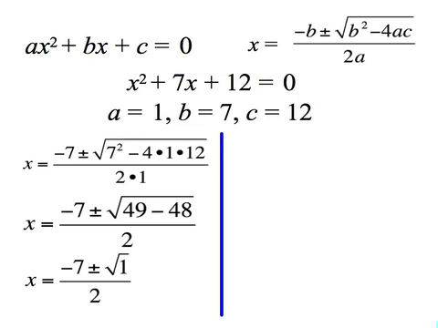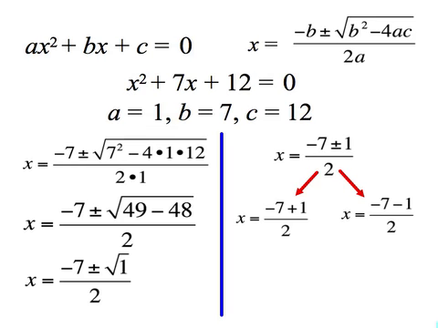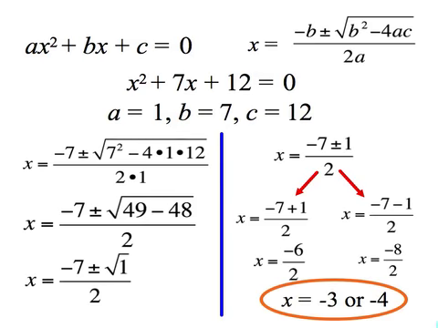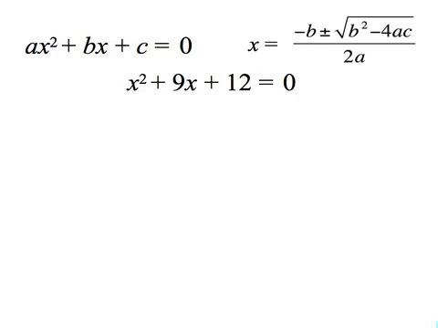That can be done quickly. Our next step is the square root of 1, which is 1. And then we divide this one into two separate equations, and we simplify them both. And our two values are -3 or -4. And just as you could have done it with factoring, now you can see that it can be done with the quadratic formula. But here's an equation that can't be factored.